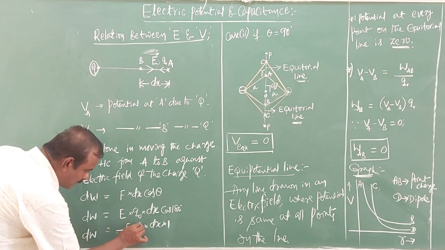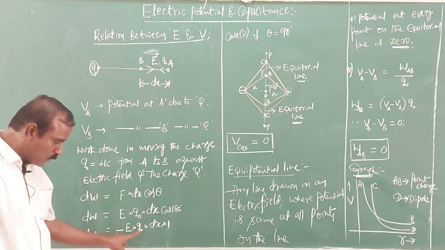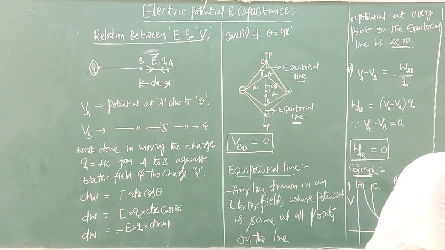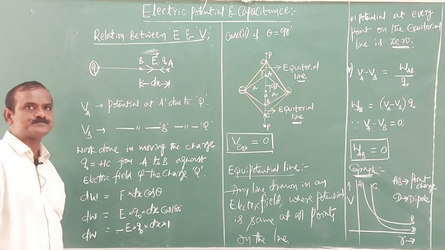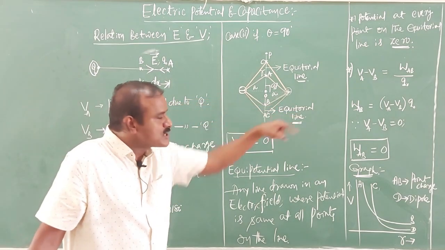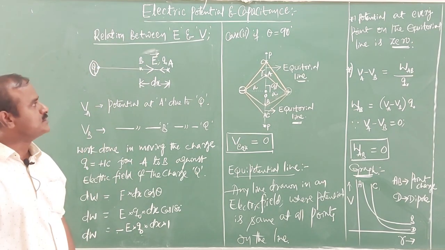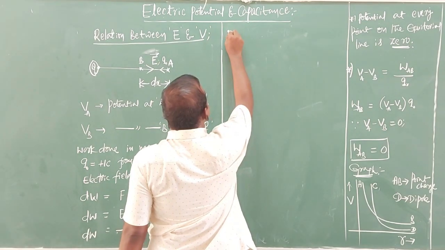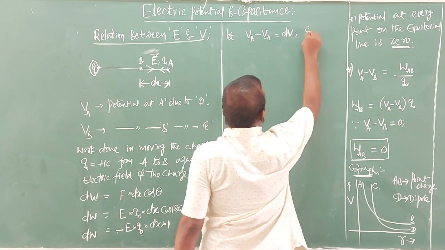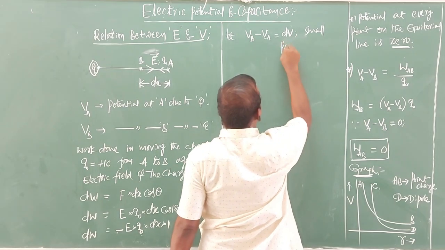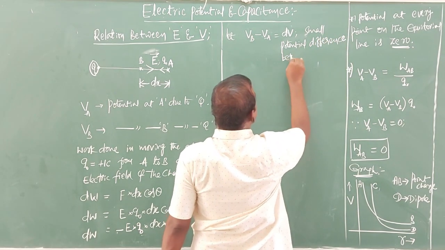Or you can also keep Q naught the same, and you can cancel it after substituting for dW. Q naught is of course 1 coulomb, or if you retain Q naught the same, it also cancels when you substitute for work done. And work done is equal to potential difference into charge. Let VB minus VA be equal to dV, a small potential difference between A and B, or B and A.